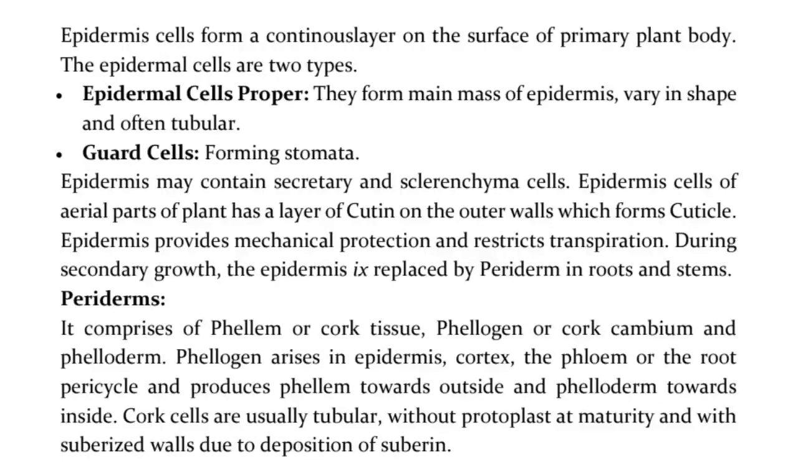Epidermis provides mechanical protection and restricts transpiration. During secondary growth, the epidermis is replaced by periderm in roots and stems. Periderm comprises phellem or cork tissue, phellogen or cork cambium, and phelloderm. Phellogen arises in epidermis, cortex, the phloem or the root pericycle, and produces phellem towards outside and phelloderm towards inside. Cork cells are usually tubular, without protoplast at maturity and with suberized walls due to deposition of suberin.